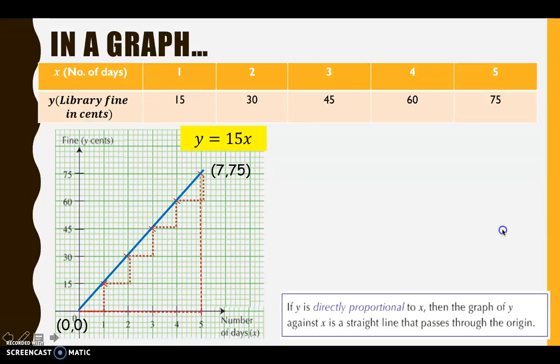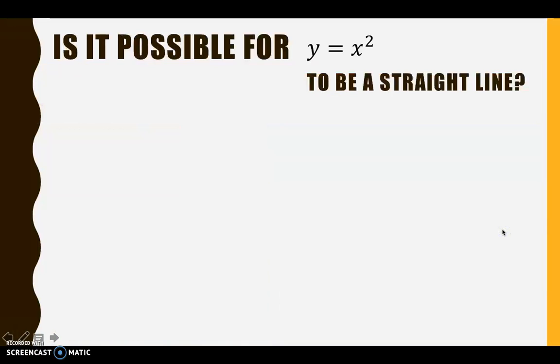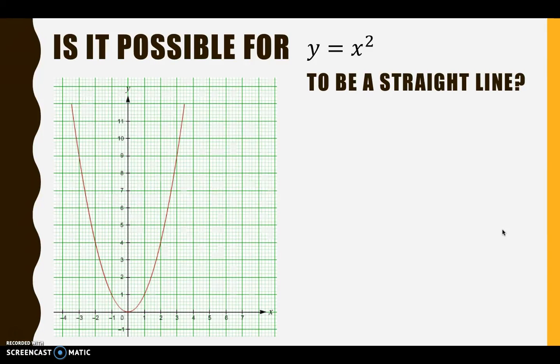Now let me challenge you a little and ask you, do you think it is possible for y = x² to be a straight line? Meaning, do you think it's possible for y to be directly proportional to x²? Now, it seems a bit strange that y = x² can be a straight line because we know that y = x² actually is a smiley face curve, isn't it?